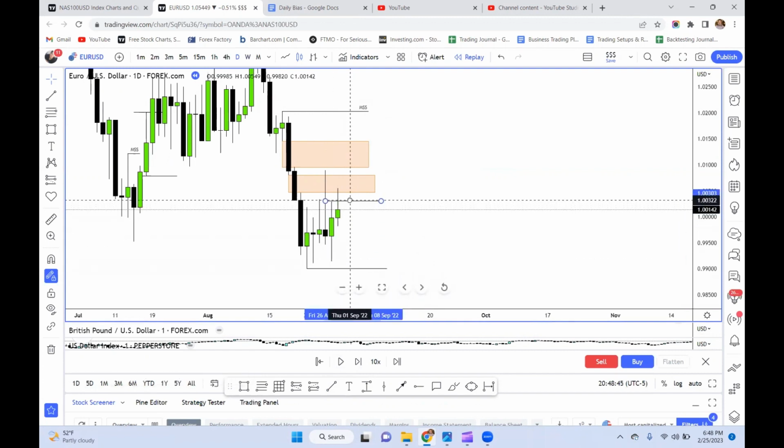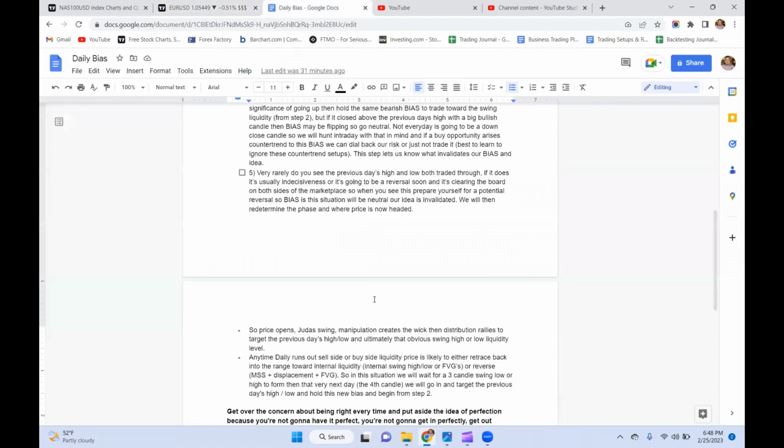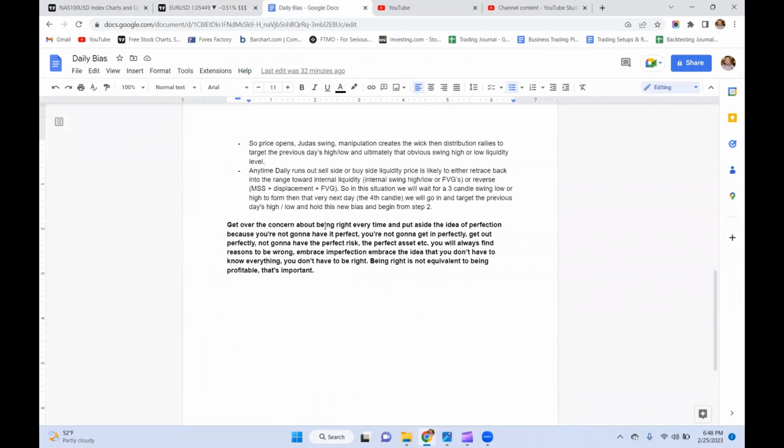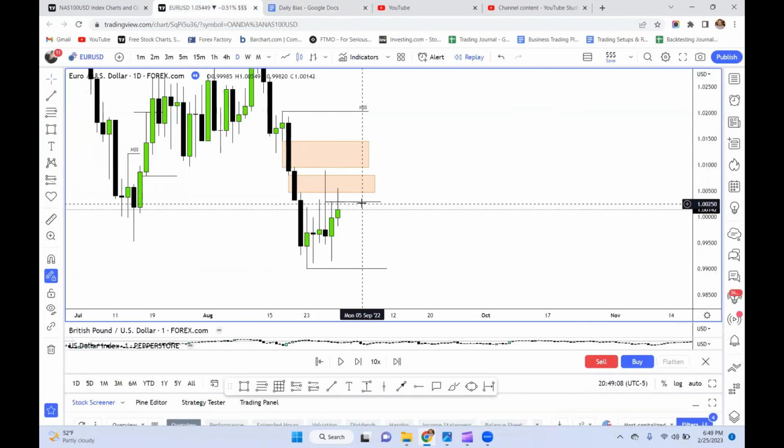And again, let's just remind ourselves, get over the concern about being right every time. Put aside the idea of perfection. You're not going to have it perfect. You will always find reasons to be wrong. Embrace imperfection. Embrace the idea that you do not have to know everything. You don't have to be right. Being right is not equivalent to being profitable. That's important. So, with this being said, right now our bias is neutral.